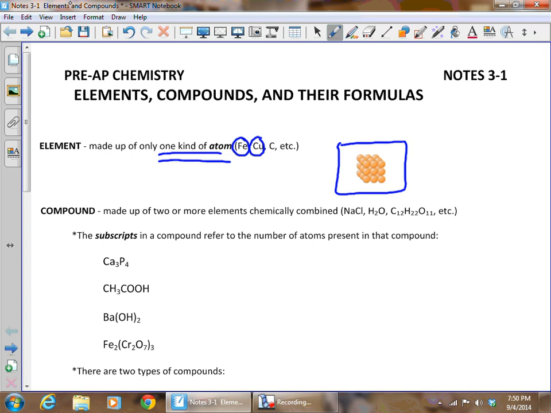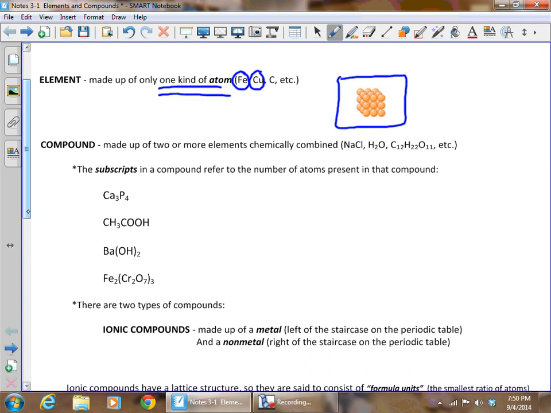Compounds, on the other hand, remember that compounds are made up of two or more elements that are chemically combined. So you have formulas for compounds that consist, again, of at least two elements, perhaps more, as it is here for this compound for sugar, sucrose.